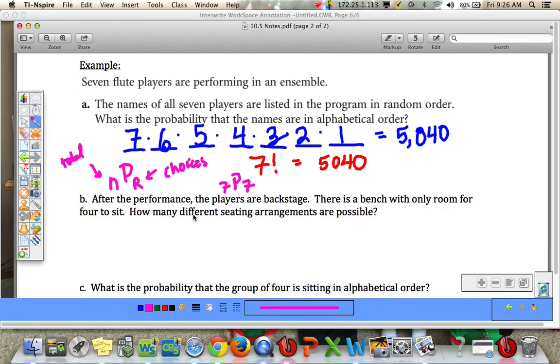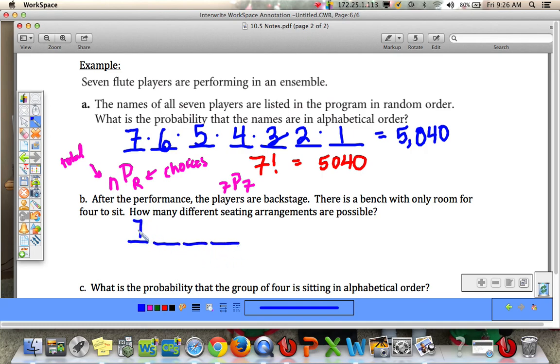It says after the performance, the players are backstage. There's a bench with only room for 4 to sit. How many different seating arrangements are possible? So for this one, again, 3 different ways you could do it. We have 4 spots now, and you have 7 times 6 times 5 times 4 people to choose from. We can get that and multiply it out. And if you do that, it's 840.